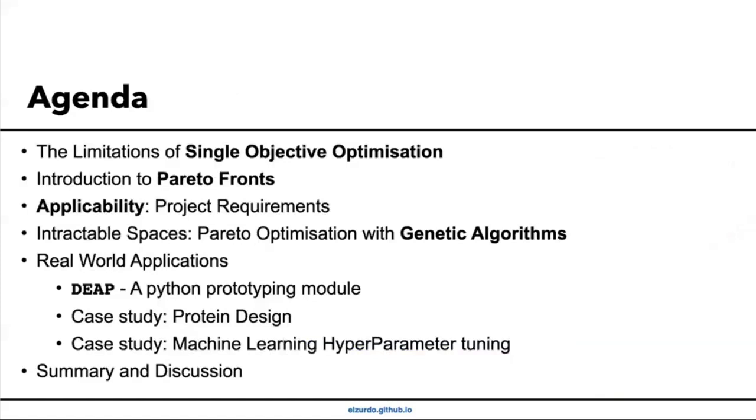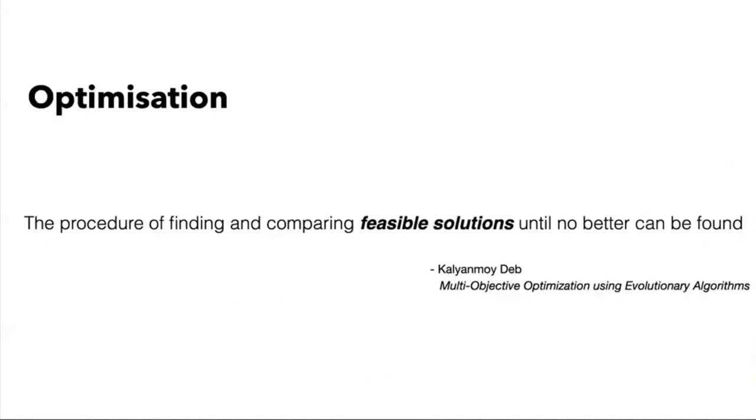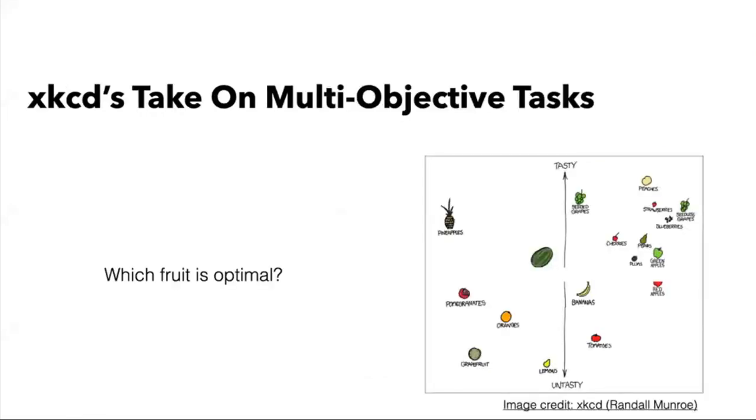So this is a list of topics that I want to go through. It seems kind of daunting, but don't worry. I'll break it down, and hopefully you'll have appreciation for most of what I'm going to talk about today. So with that, I'll define how I'm going to use the term optimization in this talk. I define it as a procedure of finding and comparing feasible solutions until no better can be found.